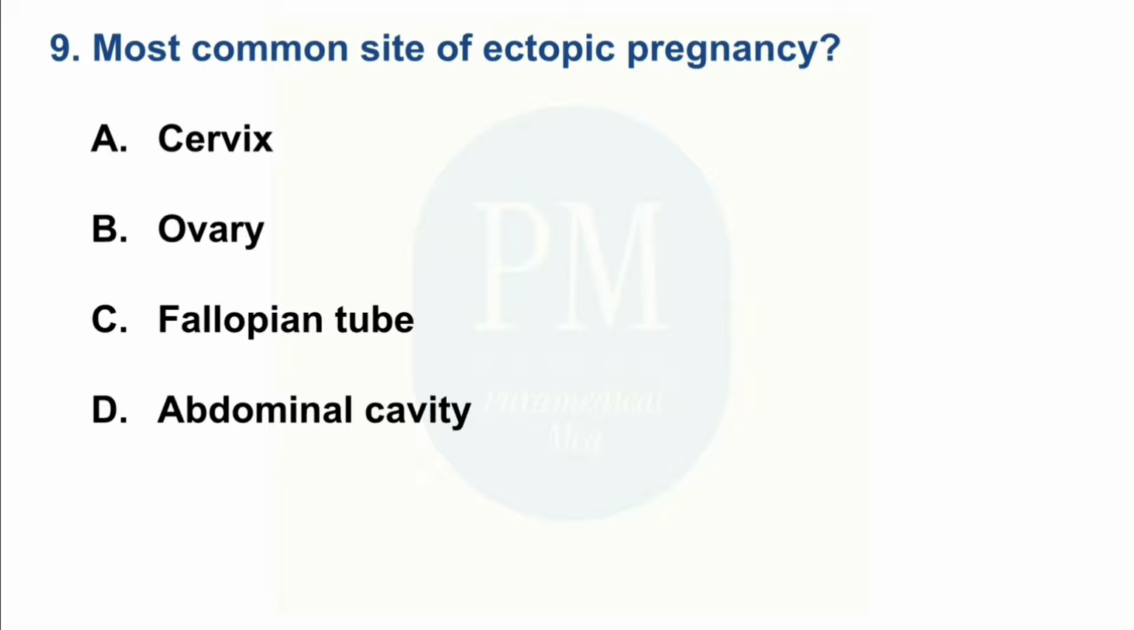Most common site of ectopic pregnancy. Option A, cervix. Option B, ovary. Option C, fallopian tube. Option D, abdominal cavity. The correct option is option C, fallopian tube.